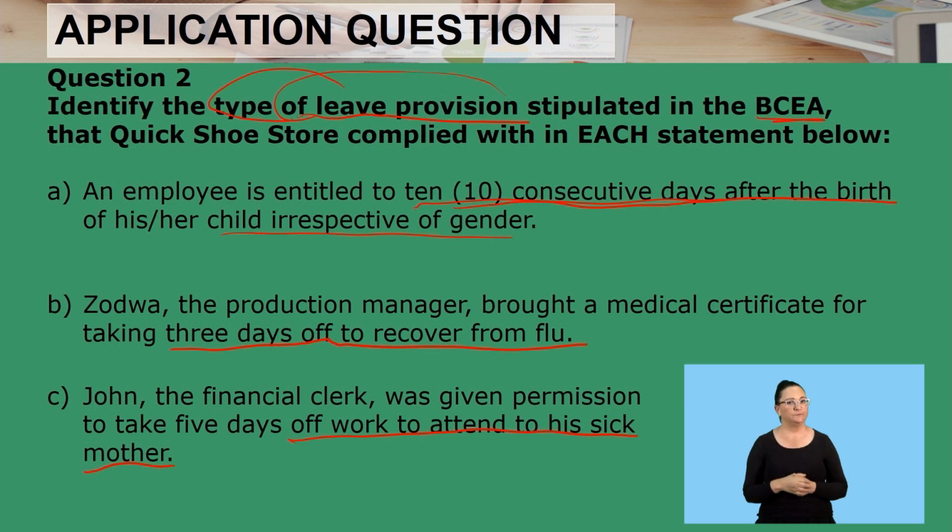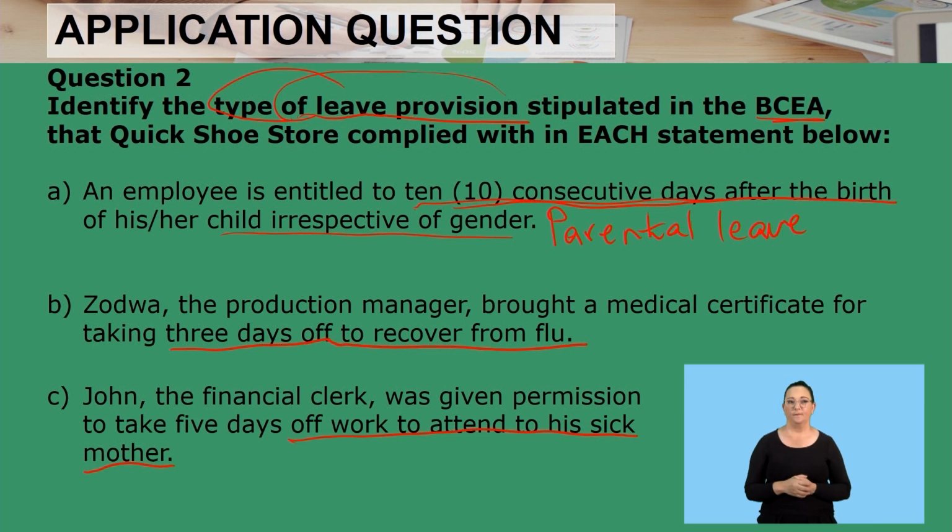All right, so yes, you got that one correct. The answer is parental leave. That is the correct answer. Remember, it says in the legislation under parental leave that you are entitled to 10 consecutive days after the birth of his or her child, irrespective of the gender. Right, and then now we go to the second one.